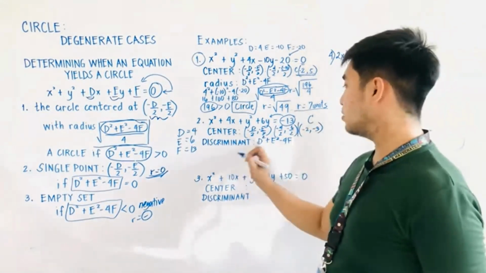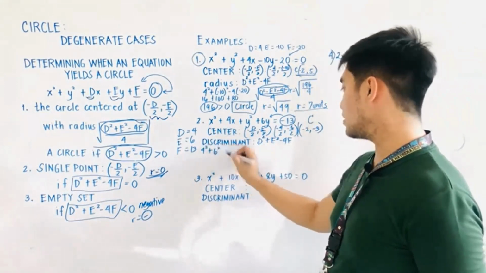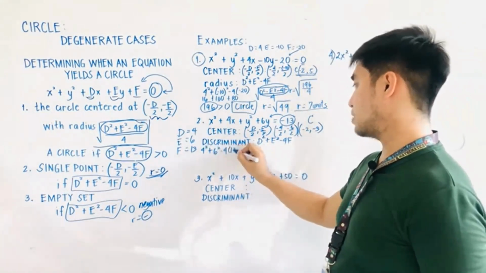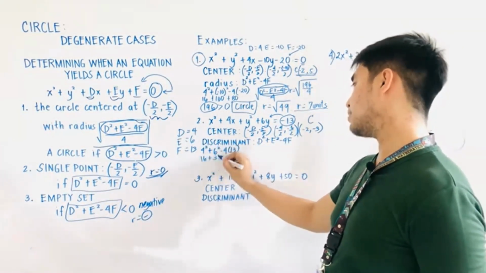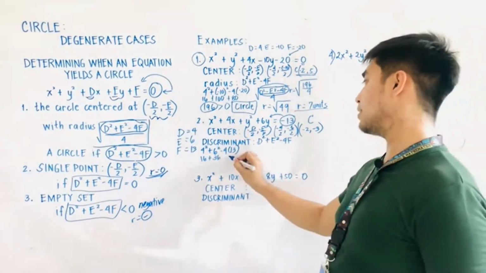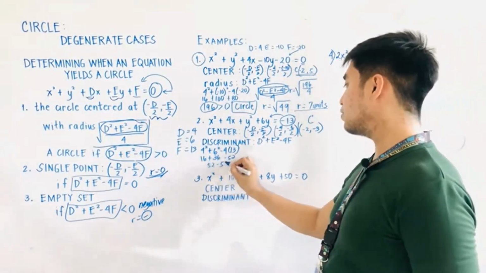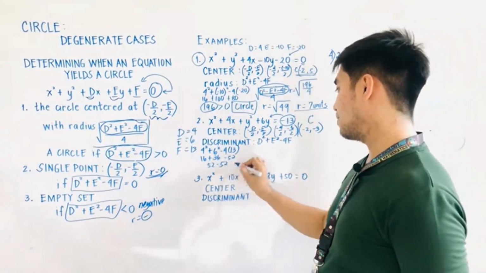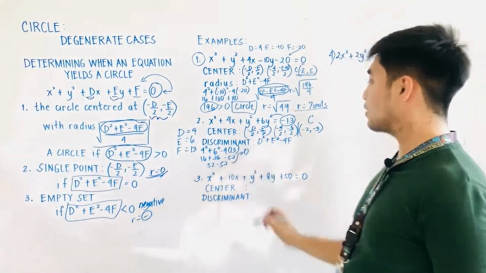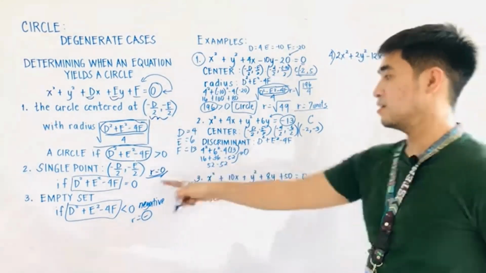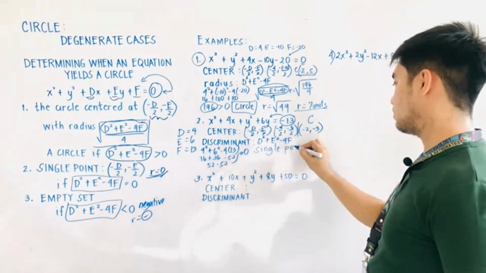So let us now try to solve d squared plus e squared minus 4f. Therefore, that is 4 squared plus e squared, which is 6 squared, minus 4 times 13. 4 squared is 16. 6 squared is 36. Negative 4 times 13 is negative 52. 16 plus 36 is 52. 52 minus 52 is 0. Therefore, our discriminant is 0. And if that is 0, therefore we could say that this is a single point. So it is just a single point.